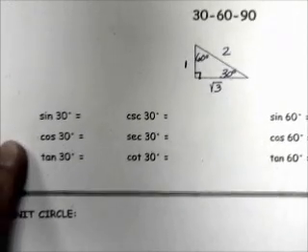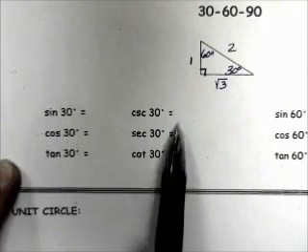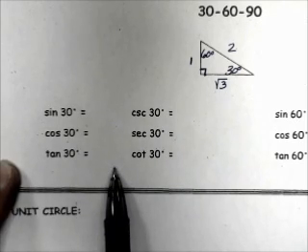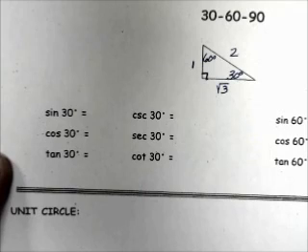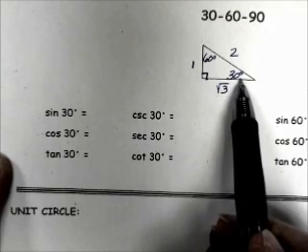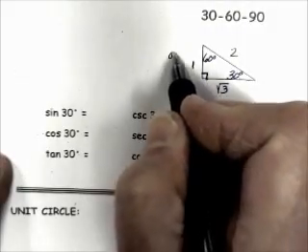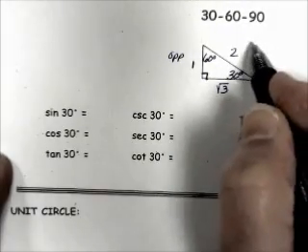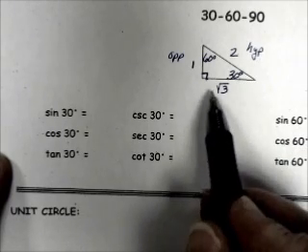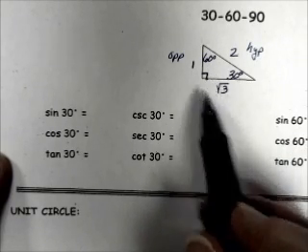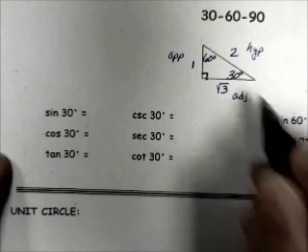Okay, so first we're going to give the exact value of these 6 trig functions for a 30-degree angle. So if I'm looking at my 30-degree angle, in relation to the 30 degrees, the 1 is opposite. The hypotenuse doesn't change, that's going to be 2. And adjacent to the 30 is the square root of 3.